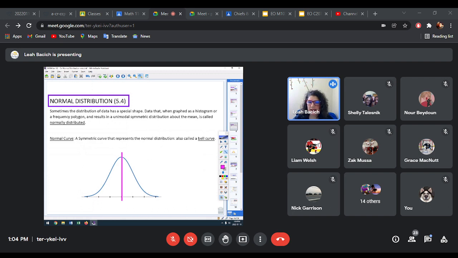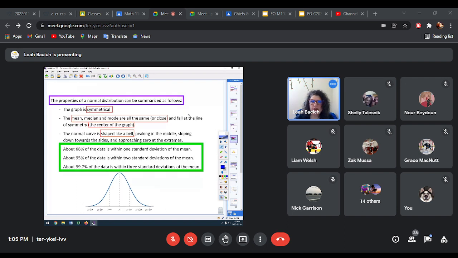So we would say that this is normally distributed about the mean. So if we have a mean, the mean would be right here, population mean. It's called a unimodal symmetrical distribution. There's only one bump in the curve. That's why it's called unimodal.